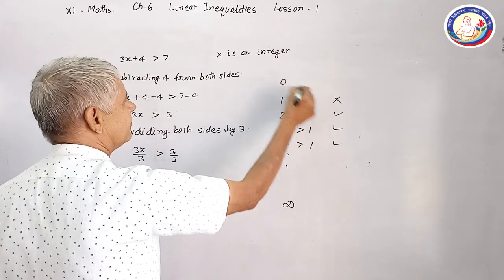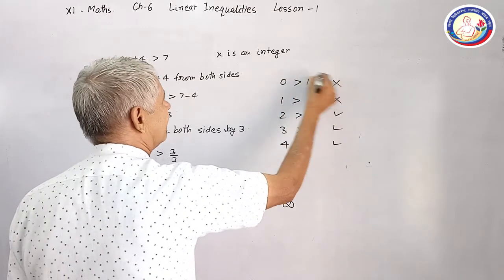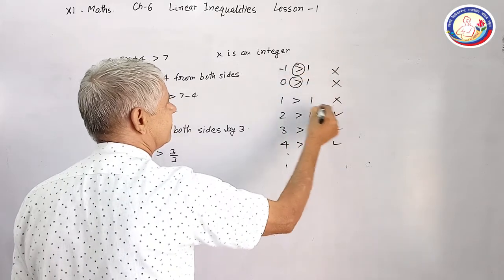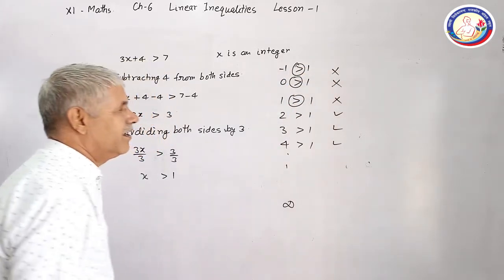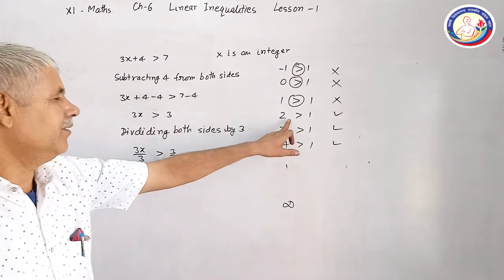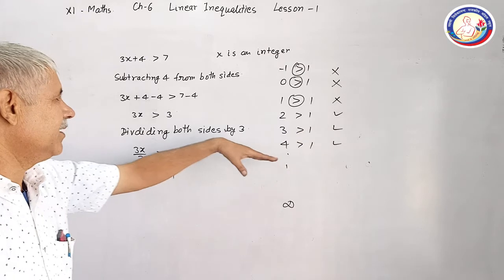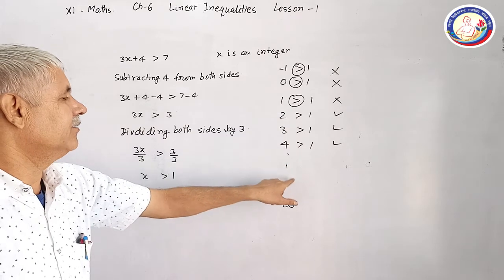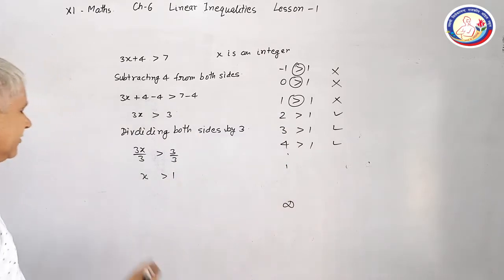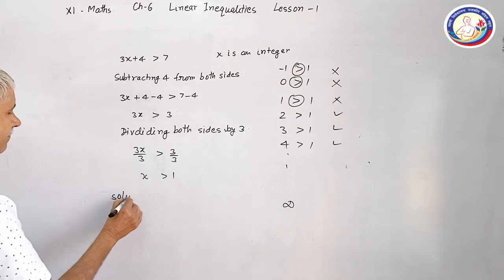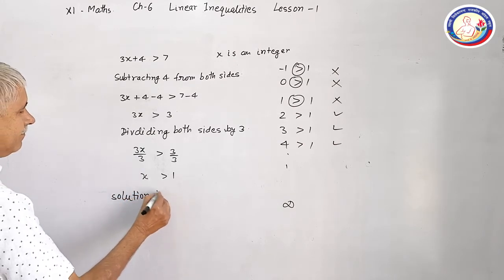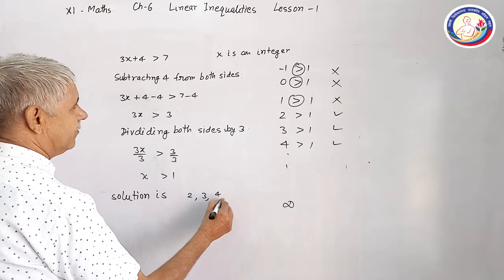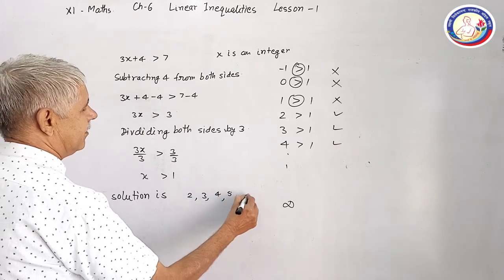Now what about 0? 0 is greater than 1, wrong. Minus 1 is greater than 1, wrong. These all statements are wrong. So by which values are the statements true? For 2, 3, 4, 5, 6, etc. So what will be the answer? The solution will be 2, 3, 4, 5 up to infinite.